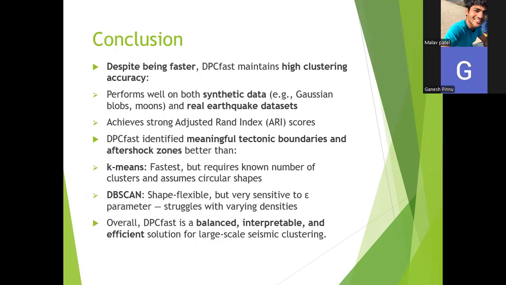So, in conclusion, even though it's faster, DPCfast is just as accurate as traditional methods. It works well on both synthetic datasets like Gaussian blobs and real-world data. Compared to k-means, which assumes spherical clusters, and DBSCAN, which is sensitive to epsilon, DPCfast stands out as a balanced, efficient, and interpretable solution. It's especially powerful for clustering global earthquake patterns where both shape and density vary a lot.